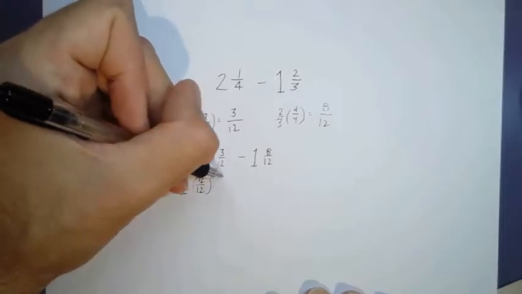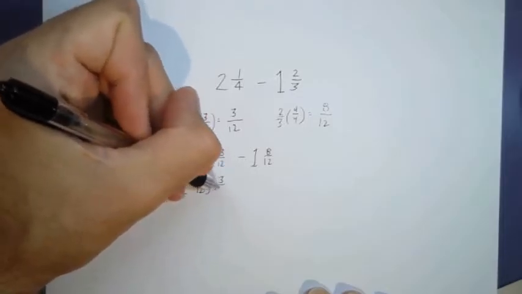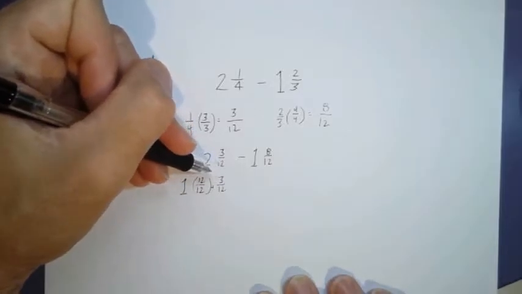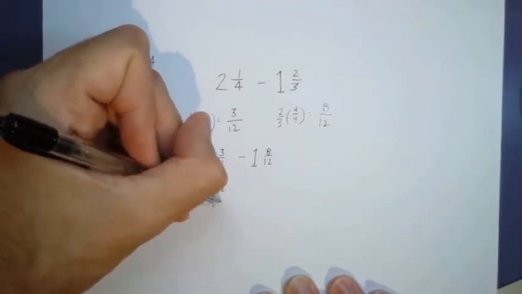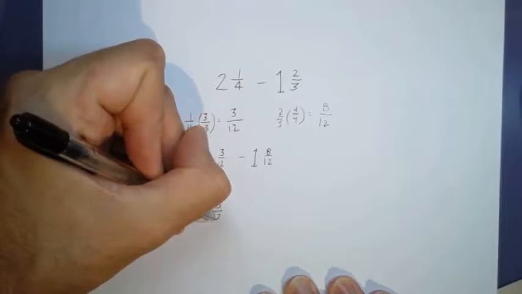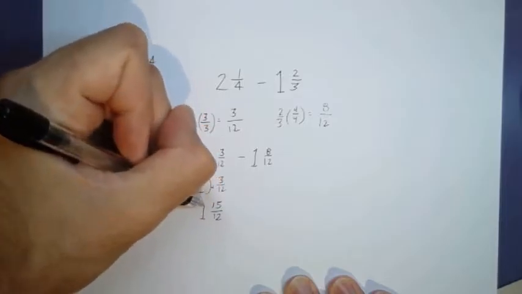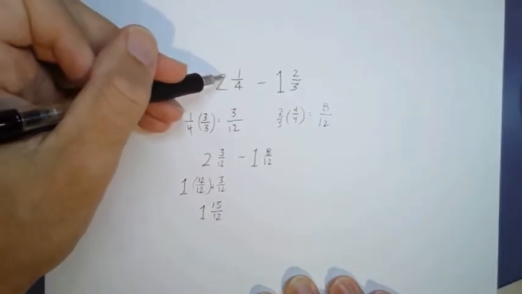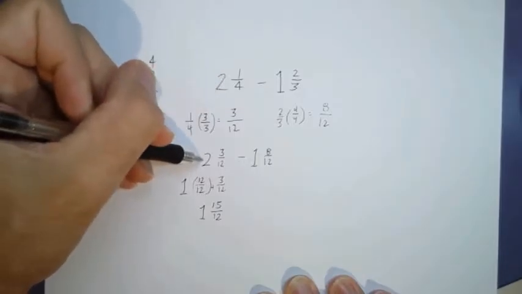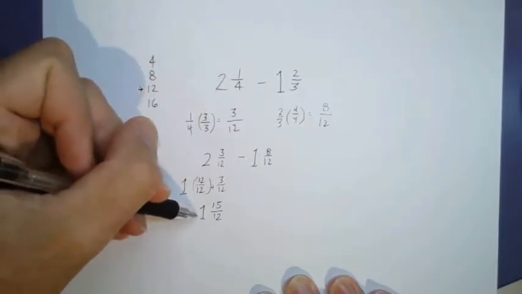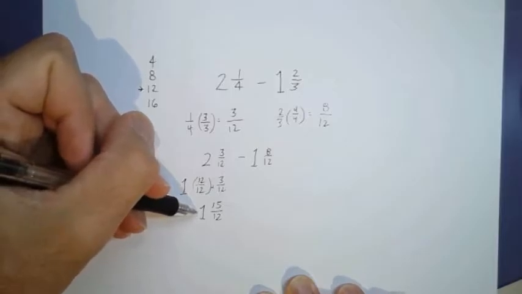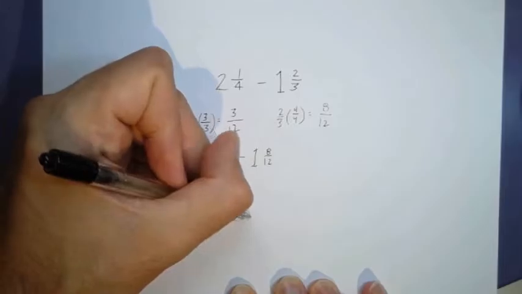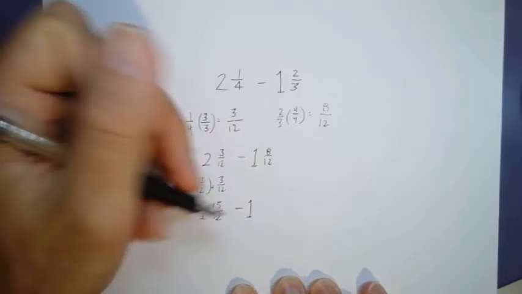So I can add the 12 over 12 with the 3 over 12. So this gives me 15 over 12. So I have an equivalent form. So 2 1/4 is the same thing as 2 3/12, which is also the same thing as 1 15/12. I just changed the form to make it compatible to what I want to use it for.